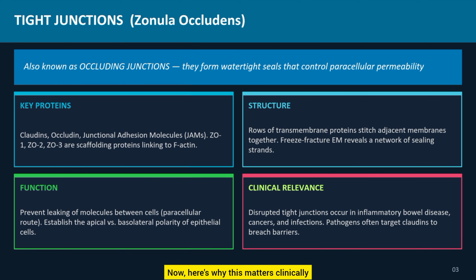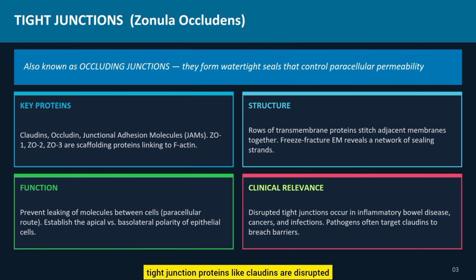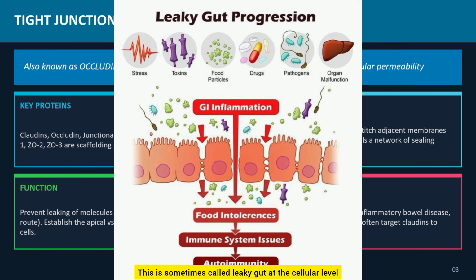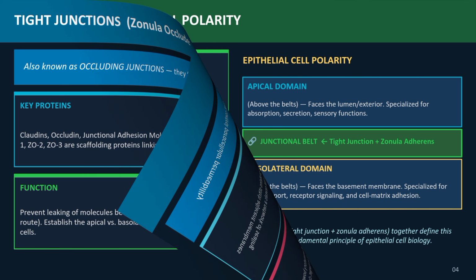Now here's why this matters clinically. In inflammatory bowel disease, conditions like Crohn's and ulcerative colitis, tight junction proteins like claudins are disrupted. This allows luminal bacteria and antigens to leak across the gut wall, triggering chronic inflammation. This is sometimes called leaky gut at the cellular level. Pathogens are also smart. Many bacteria and viruses specifically target tight junction proteins to gain entry into the body. So the tight junction is literally your body's first line of cellular defense.